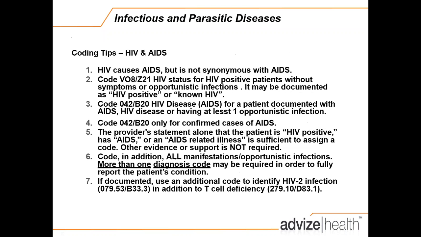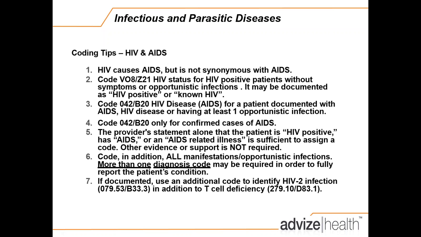Infectious and parasitic diseases, again, coding tips for HIV and AIDS. HIV causes AIDS, but is not synonymous with AIDS. Code the Z21 HIV status for HIV positive patients without symptoms or any type of infection. It may be documented as HIV positive or known as HIV. Code B20 HIV disease, AIDS, for patients documented with AIDS, HIV disease, or having at least one infection.